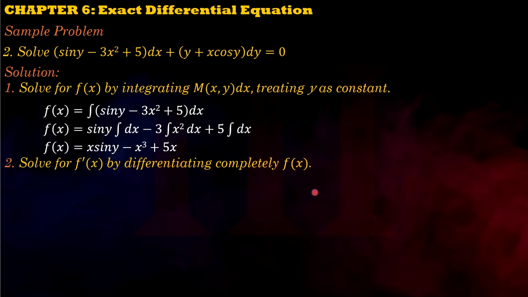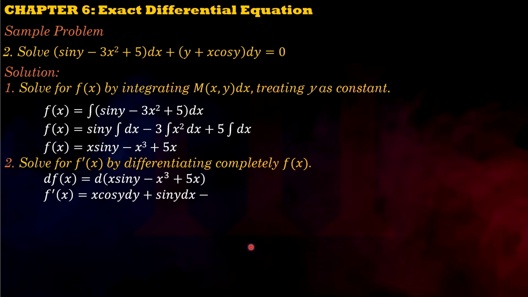Step number 2, solve for f prime of x by differentiating completely f of x. So, doing so, we will come up with f prime of x is equal to, again, we will use the product rule. The derivative of x is 1 times sin y. Let's copy first x, then derivative of sin y is cosine y, then the derivative of y is dy. Then the derivative of x is simply 1, then copy sin y, and then dx. The derivative of this is obviously 3x squared dx, and then for the 5x, the derivative of that is 5 dx.